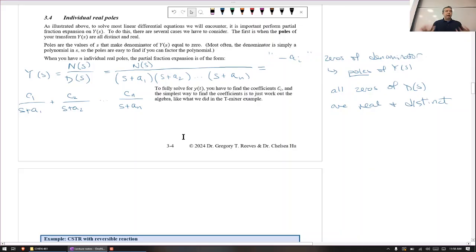Okay, so let's say that we have our partial fraction expansion going here. How do I solve for what the values of these coefficients are, C1, C2, etc.? The first thing you do is we are going to multiply by the denominator. Another way of saying that is we're going to clear the denominator.